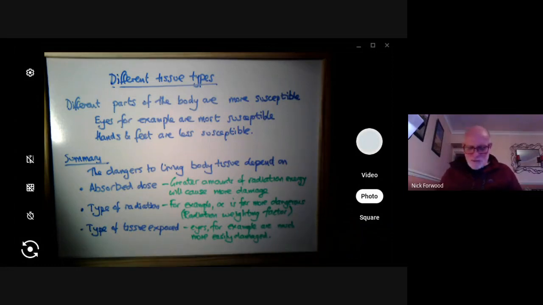No names. Right, okay, so a summary to say what the dangers to living body tissue depend on: absorbed dose, type of radiation, and the type of tissue exposed. There's your third page, and your third page needs to be screenshotted, if that's a word, or written out. If you're just writing, then you just continue writing in your book, one thing after another.